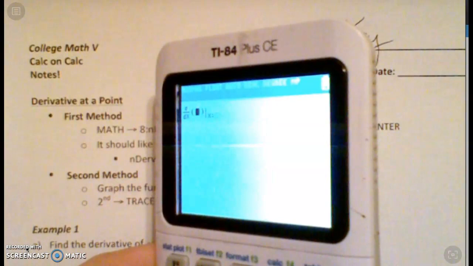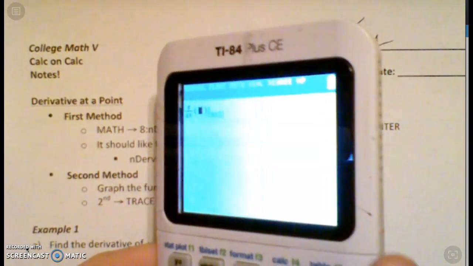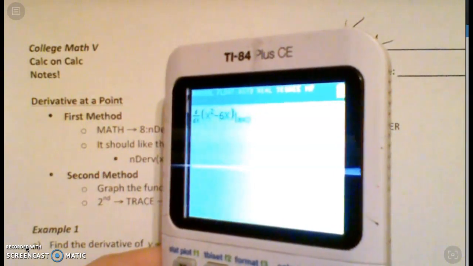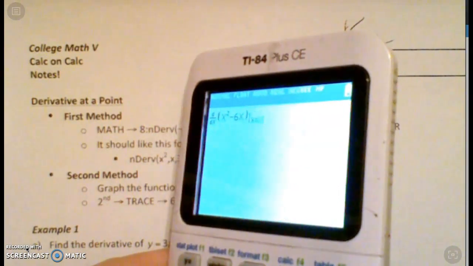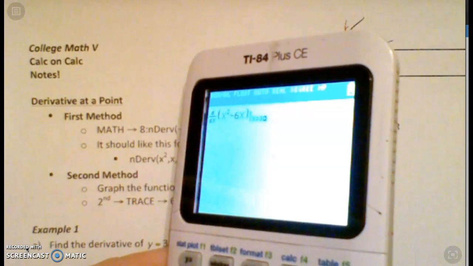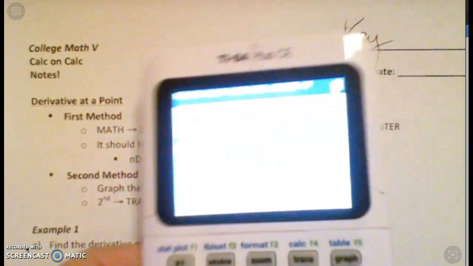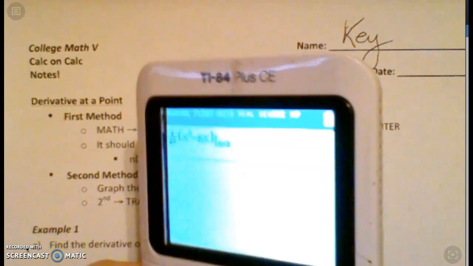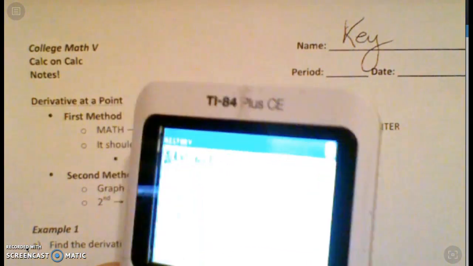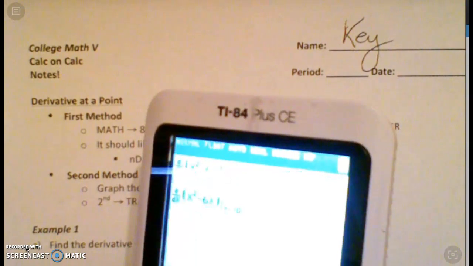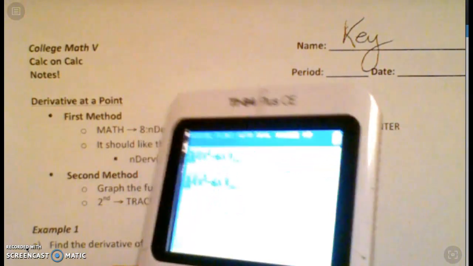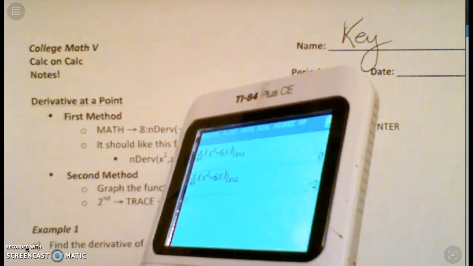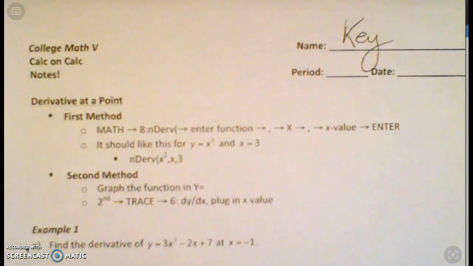So you can tell it what letters to use. d over dx, so take the derivative of, and you can do anything crazy, like x squared minus 6x, at x equals whatever. Let's say x is 3. It'll give you an answer: the slope is 0. Let me try that again. Let me change that to a 2. Okay, the slope when x is 2 is negative 2. So that's one way to do a slope.